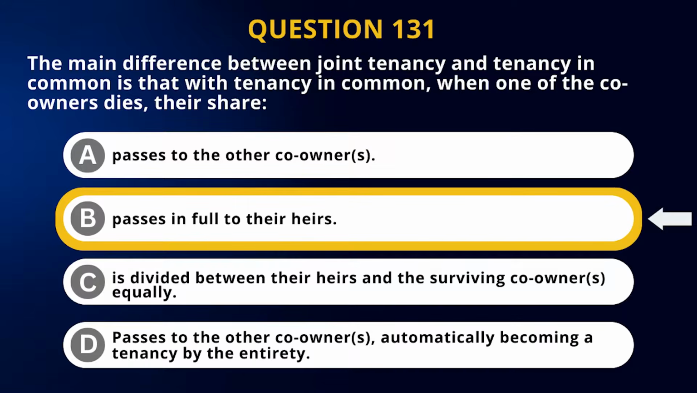So A and B are contradictory. A is not the correct answer. Letter C is divided between their heirs and the surviving co-owners. That's not true. Letter D, passes to the co-owners automatically, becoming a tenancy by the entirety. Remember, tenancy by the entirety is only for married couples. Therefore, it would not in this particular scenario. So this is just incorrect as well. The answer here is letter B.